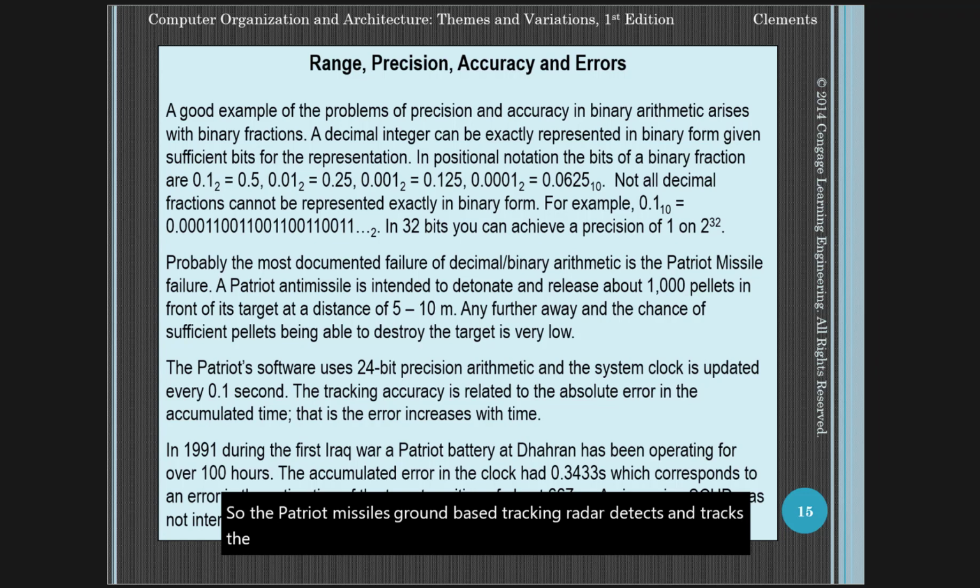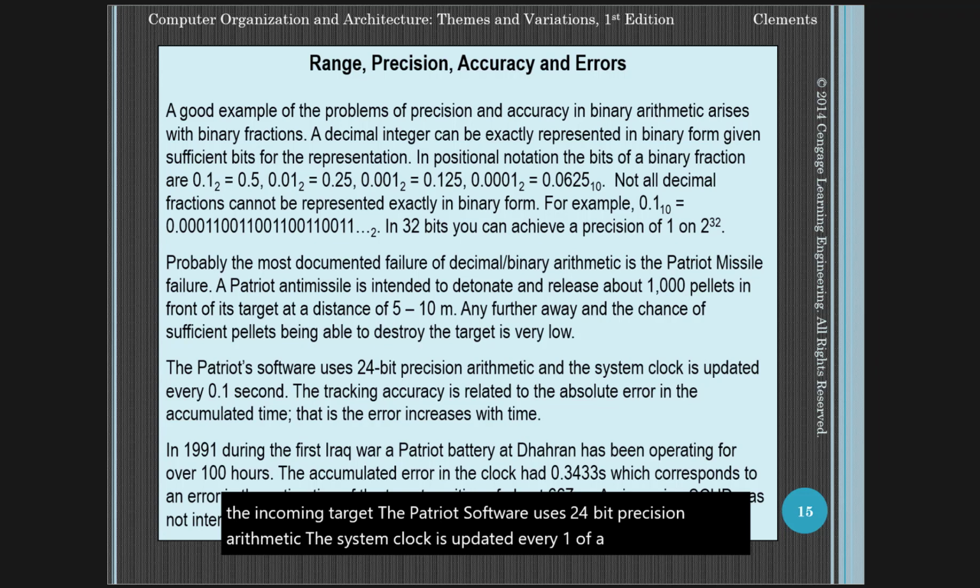The Patriot software uses 24-bit precision arithmetic. The system clock is updated every 0.1 of a second. The tracking accuracy is related to the absolute error of the accumulated time. So what that means is, as the software runs using a 24-bit clock, the error in the estimated position of the target gradually increases. This shouldn't be a problem because a Patriot battery was expected to be active for a relatively short period of time.